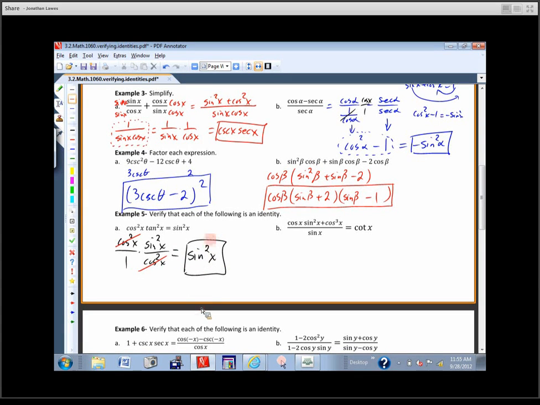I'm going to put a box around it, and I'm going to do this just to save myself some work. I'm going to say, look, I started with this side. I did some algebra and some trig. I made it look like this side right there. There, it's true. Okay? Got it? Okay. Ready for the next one?